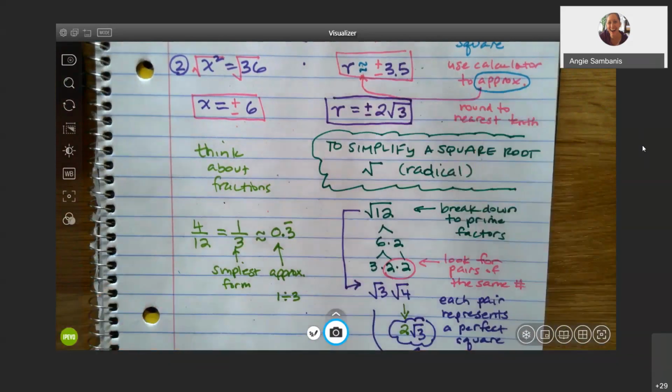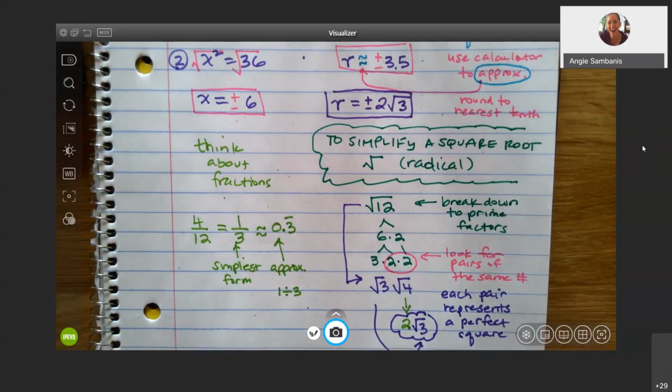So if you printed the homework or the notes out, there's answers attached to it, and you're going to see the simplest form radical in the homework.